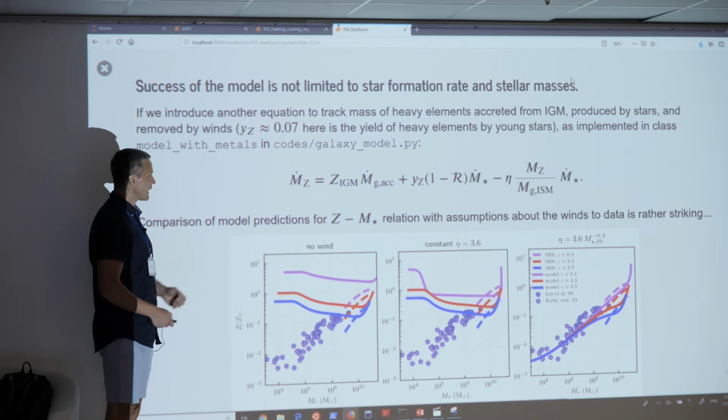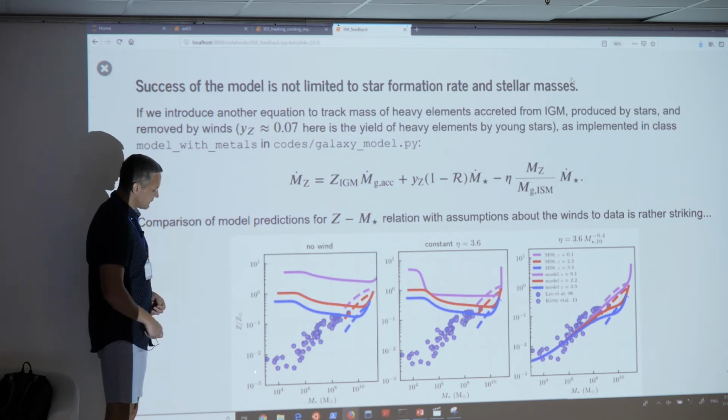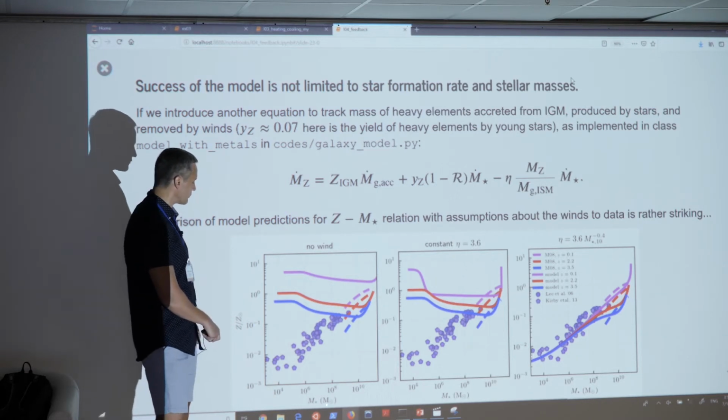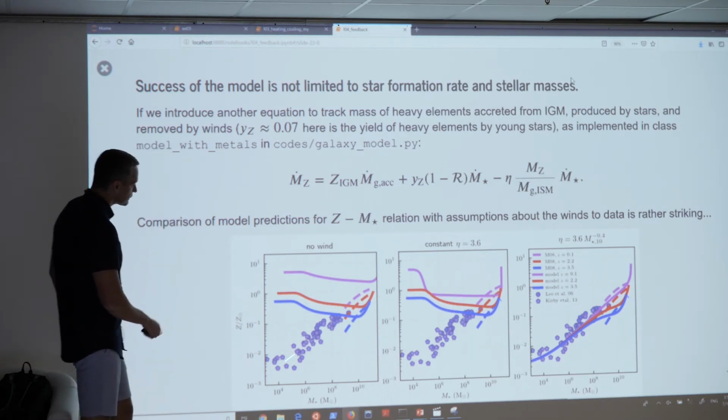I know also the mass of gas, and so I can plot the metallicity as the ratio of mZ to M gas. As a function of any other variable, I could plot it as a function of halo mass, but here I'm plotting it as a function of stellar mass because that's observable. And these three plots show observations.